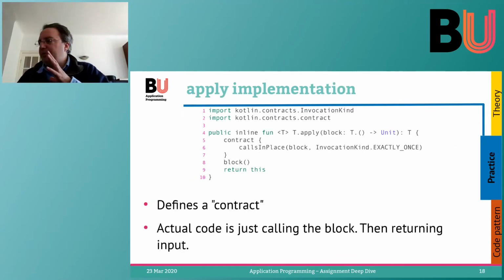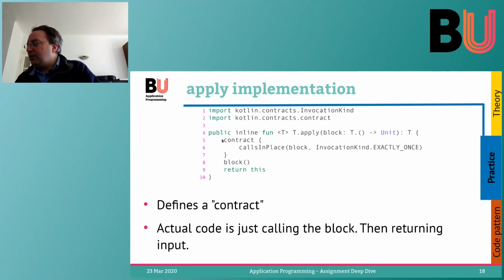This is the implementation. There were some annotations that I left out. It is an inline function that has a receiver of any type T, and then it has as parameter a block, and the type of this block parameter is a function that takes a T as a receiver, has no further parameters, and then returns a unit. And the entire function returns something of the type T. Or it actually returns exactly what it gets as an input.